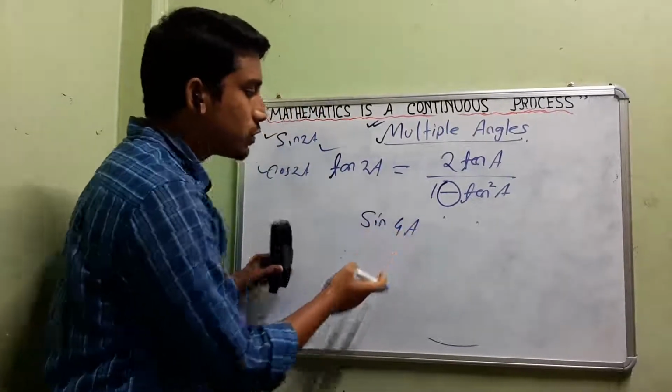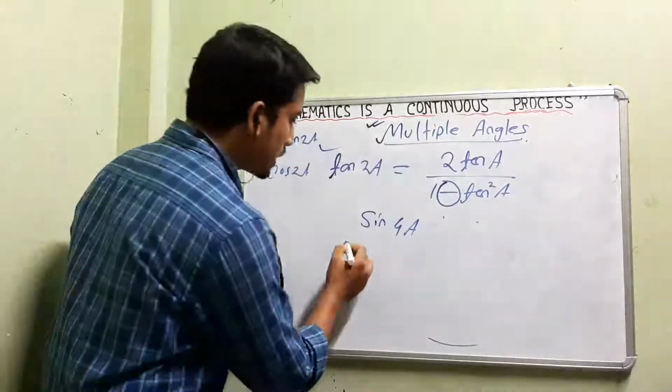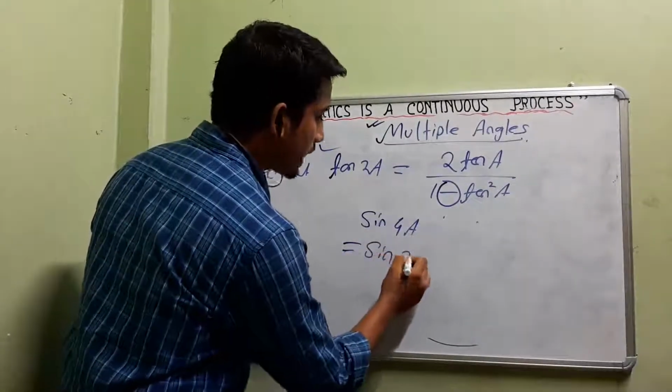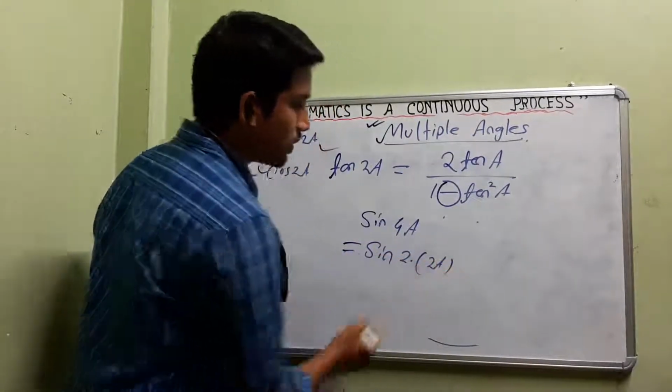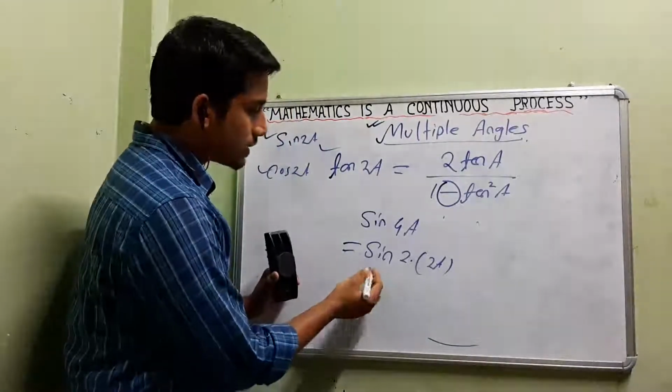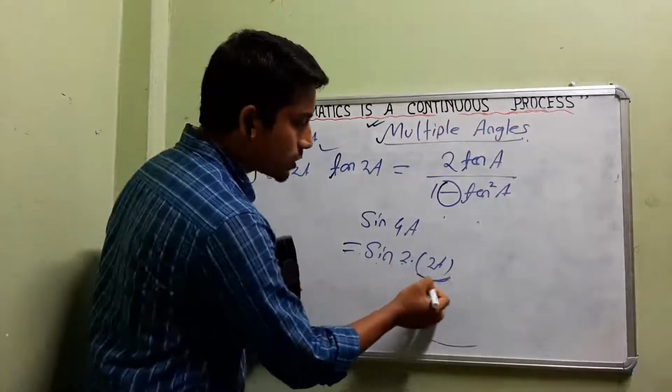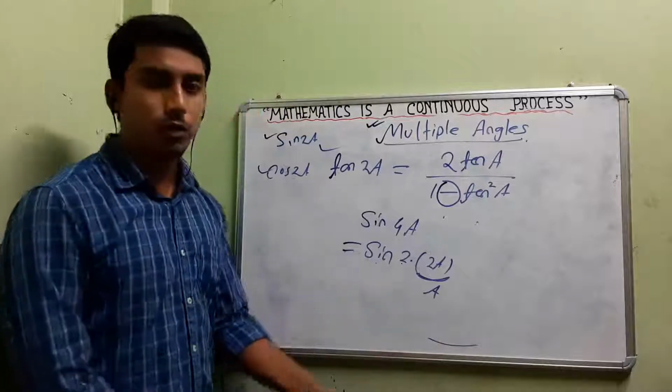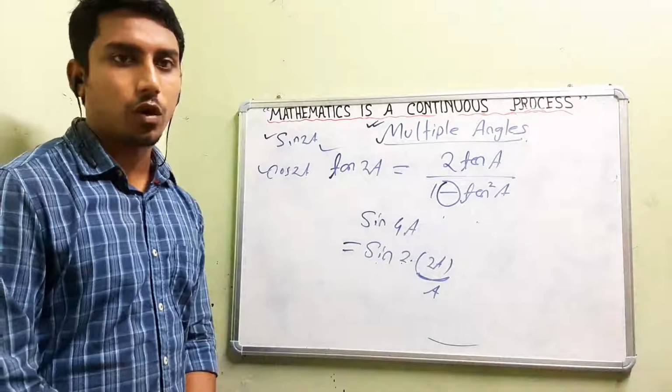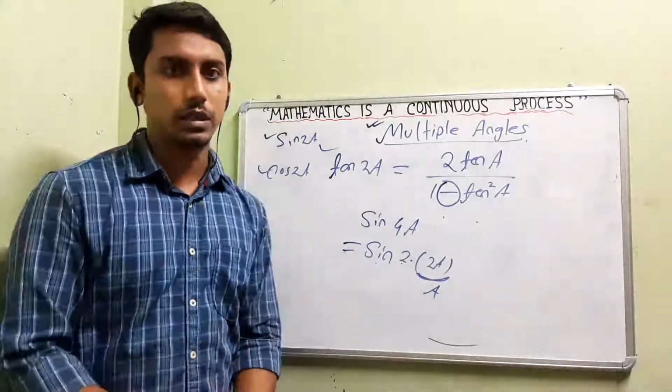So we don't need to remember the formula of sin 4A. You just break sin 4A in terms of sin 2 into 2A. Now we can consider sin 2A as a single angle, and we can break it using the sin 2A formula, 2 sin theta cos theta.